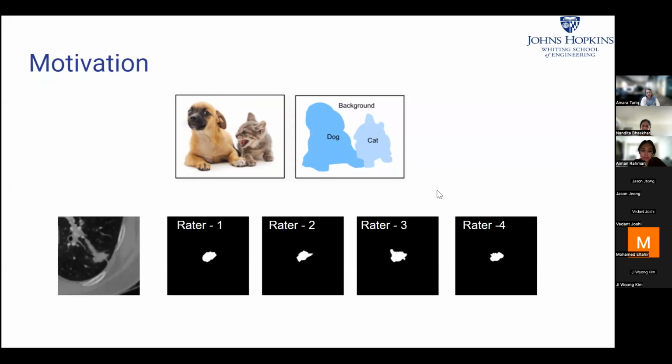But when it comes to medical images, the issue is there could be some debate about the length and extent of lesions. For example, we can see a CT scan of lungs, and you can see four different raters have four different ratings for the same lesion. So there is ambiguity in this case.